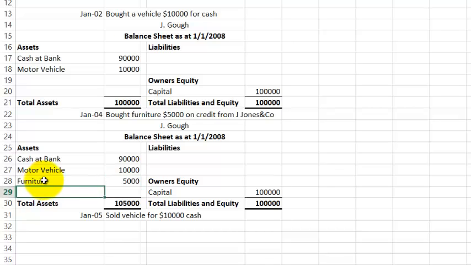But we've got to ask ourselves, where did that $5,000 come from? It didn't come from cash, but we still owe it to this person called Jay Jones. So we put that into the equation there. So $5,000. You can see that our assets are now $105,000, but we've now got a liability of $5,000 and the original capital of $100,000. So we're now in a position where, again, we have a balanced situation in the balance sheet, where assets equal liabilities plus owner's equity.